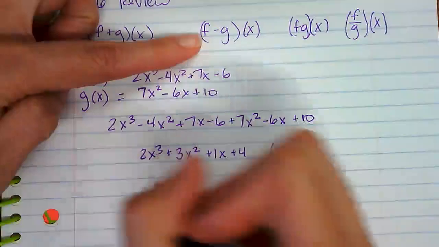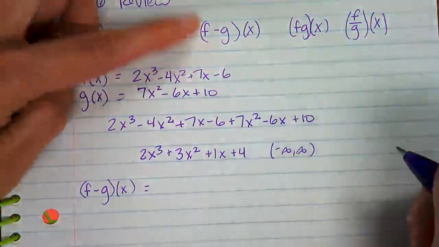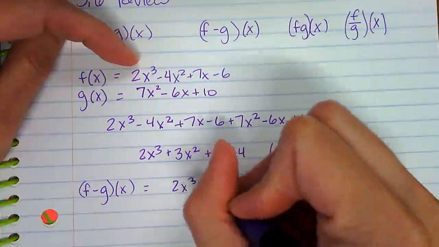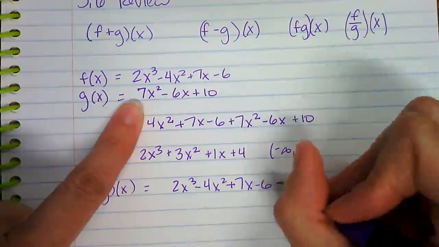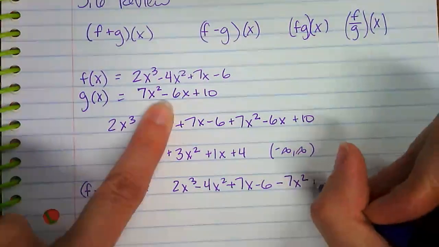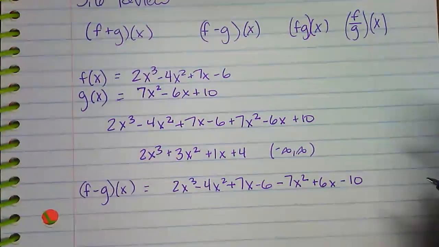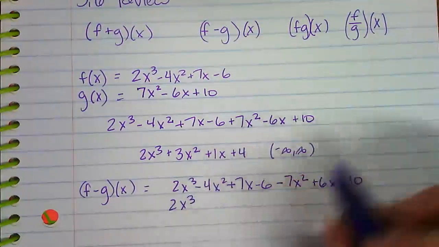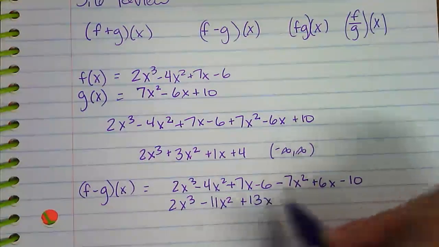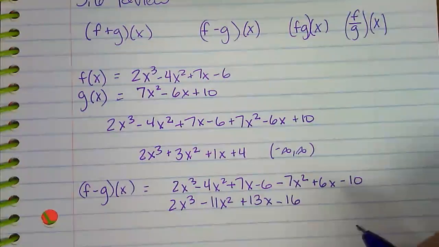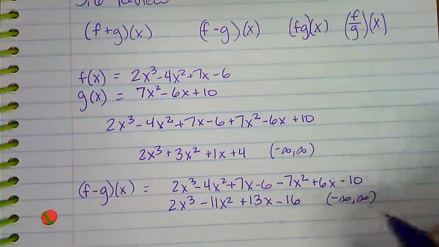When I subtract, so if I did f minus g of x, I'm taking the whole f function and I'm subtracting the entire g function. That means minus 7x squared minus a negative 6x becomes a plus 6x and minus 10. Then I combine my like terms. Highest exponent goes first. Like terms make negative 11x squared. Like terms makes plus 13x. And like term makes minus 16. Again, it's just a polynomial, so my domain is all real numbers.